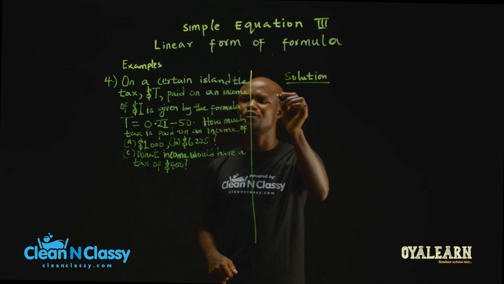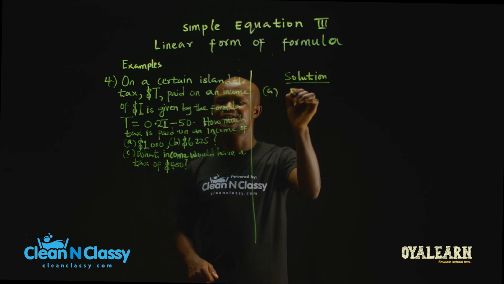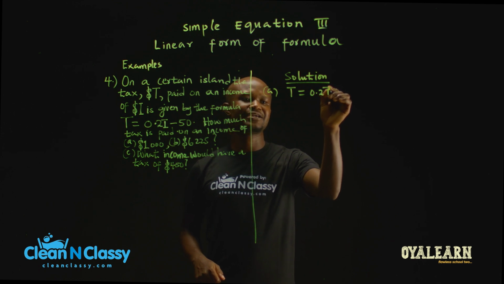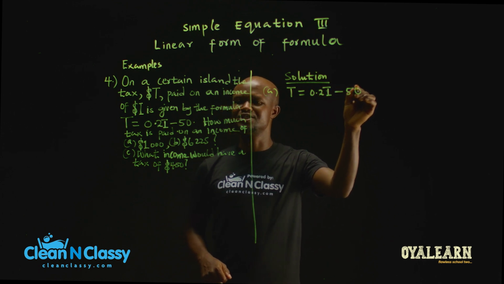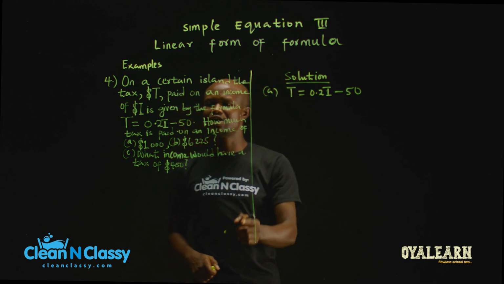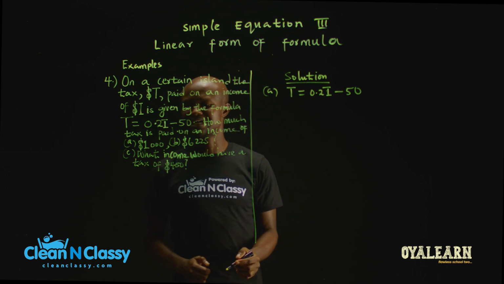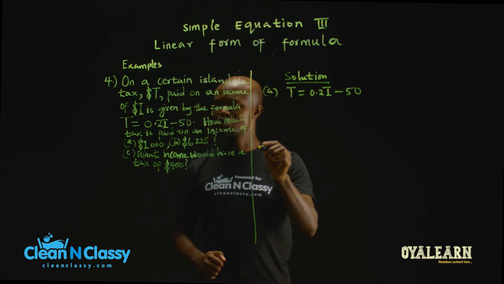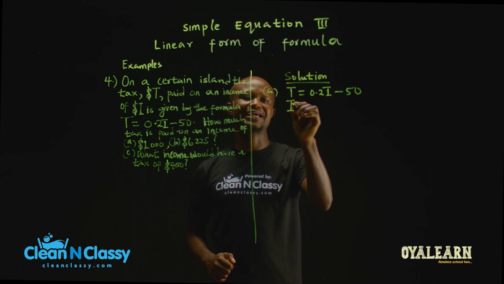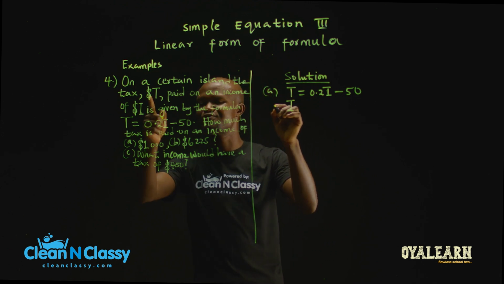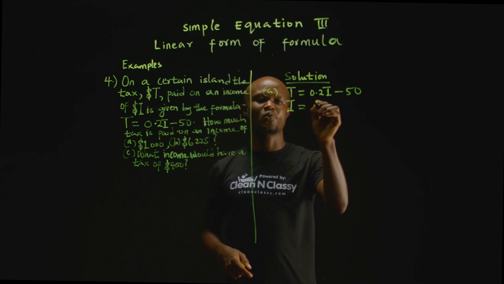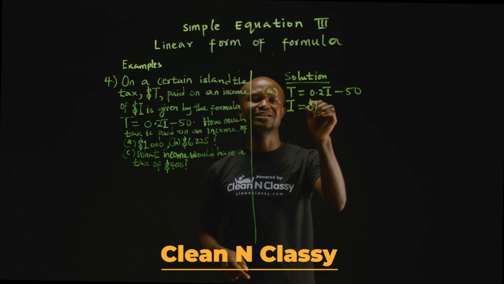Now, we write out the formula. T equals 0.2I minus 50. Now, how much tax is paid on an income of $1,000? So in this case, for the income, we have I. Income is denoted by I from the formula. So we have I equals what? $1,000.